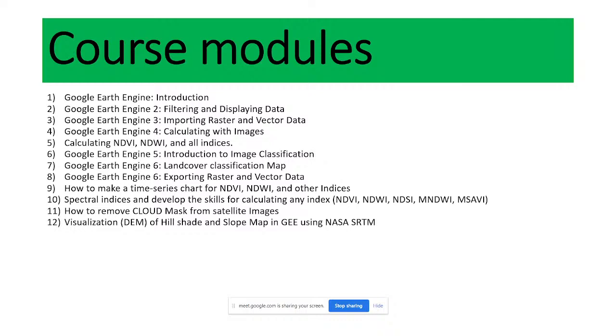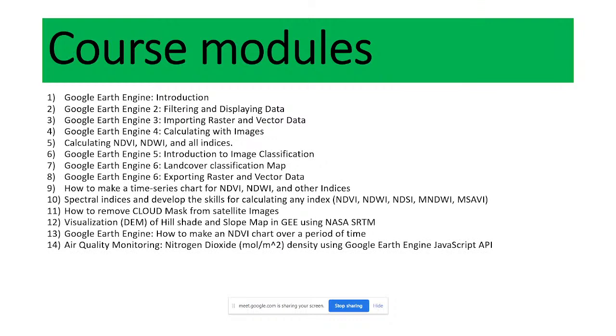How you can easily use digital elevation model data to make the hill shade map, slope map, and aspect map. We also discuss how to easily make the NDVI chart over a period of time for a specific region. Suppose you want to observe the NDVI condition for an agriculture field at different time periods. We also discuss that in this part.